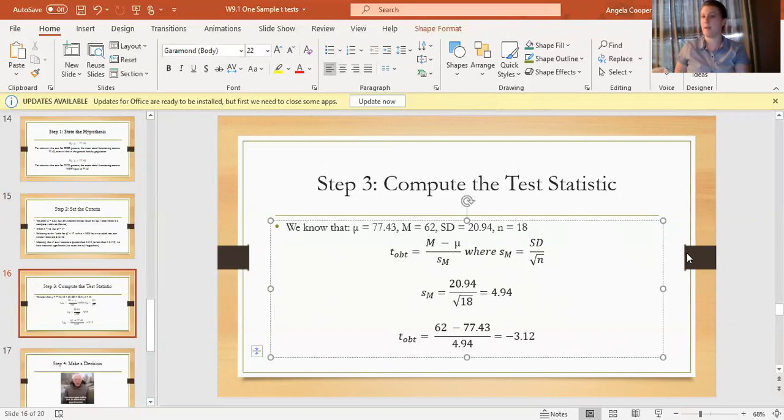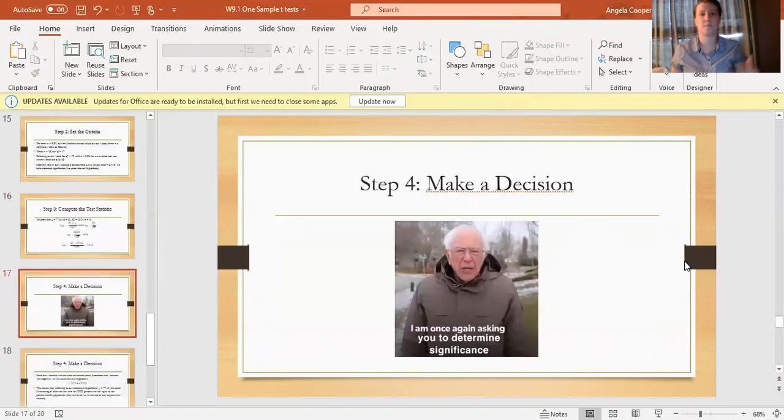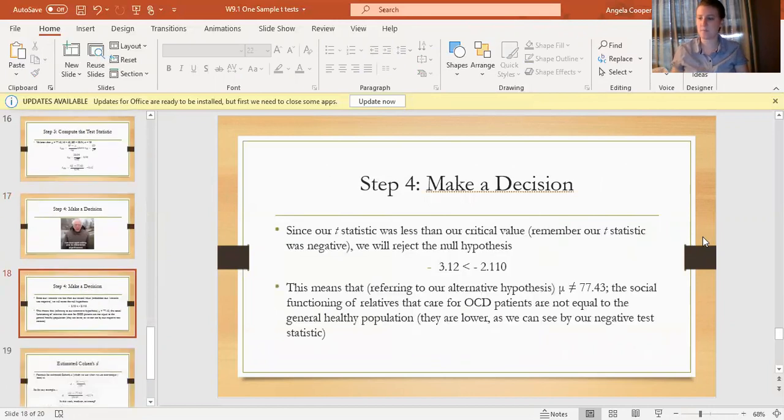Okay. Whew. Now, of course, for step 4, we're going to compare that to our critical values. So step 4, we're going to make a decision. We're determining significance. So here we go. Here we go making a decision.